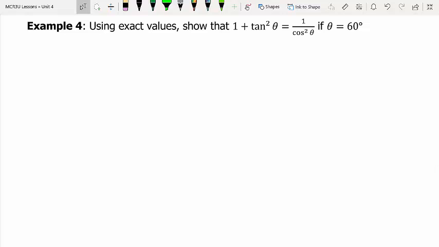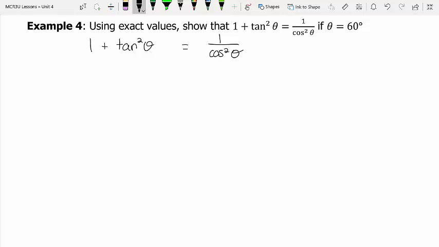All right, example 4. Using exact values, so using our radicals, no decimals, prove that 1 plus tan squared theta is equal to 1 over cos squared theta if the angle value is 60 degrees. So we need to solve and show that these two expressions are equal. Is 1 plus tan squared theta the same as 1 over cos squared theta when theta is 60 degrees?